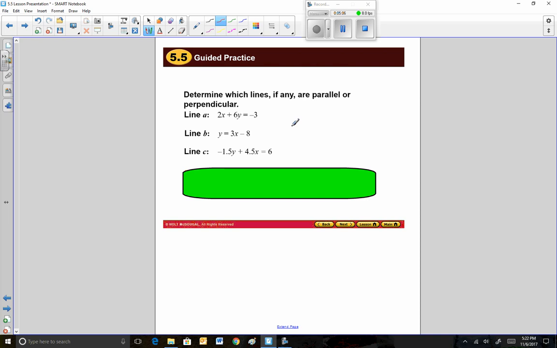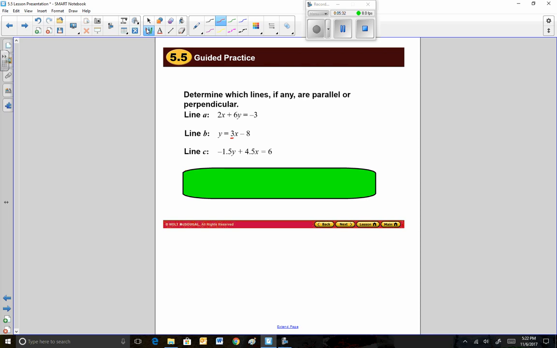I would like you guys to try out these three lines. This one's already in slope-intercept, so there's your slope right there. These two, you're going to have to rearrange. If they have the same slope, they're parallel. If they have negative reciprocals, opposite in every way, they're perpendicular. Pause your video and try it out. Make sure you show your work. All three of these lines should be written in slope-intercept when you finish to be able to identify the slope.